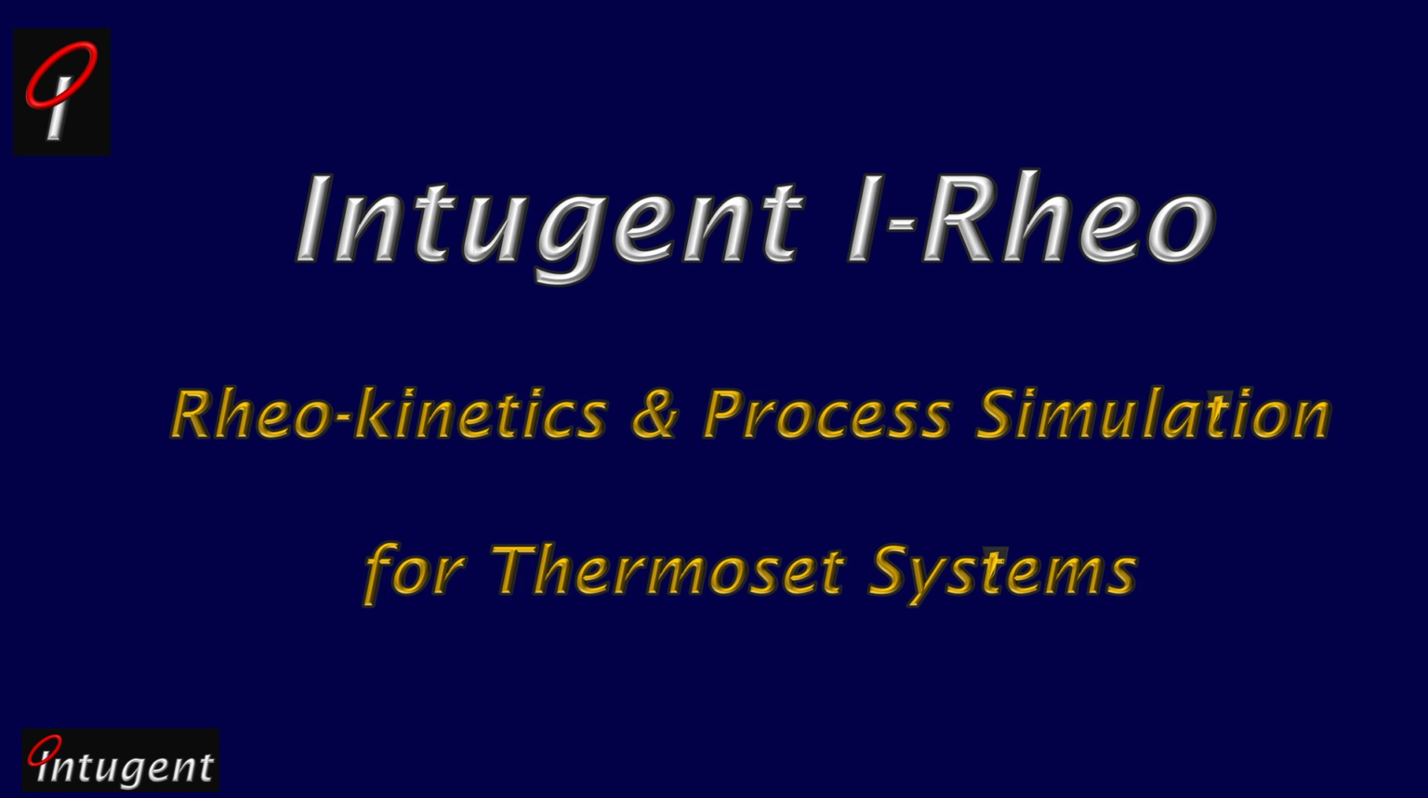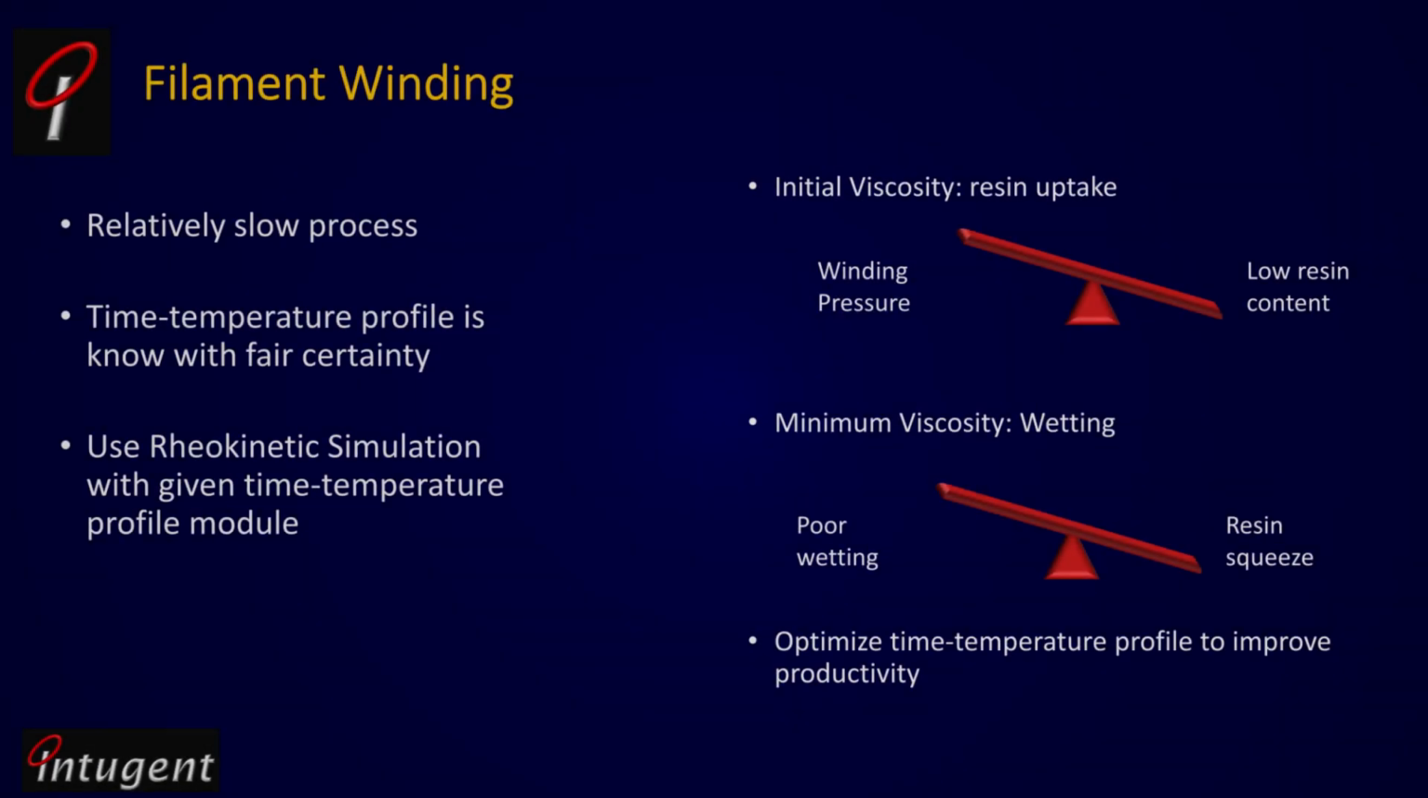These processes include filament winding, pultrusion, coatings, and adhesives, and many others. All the necessary tools to simulate these processes are seamlessly integrated. In filament winding and other relatively slow processes, such as coatings and adhesives, the time temperature profile of the resin system is known with certainty. These processes can be simulated using the given time temperature profile page.